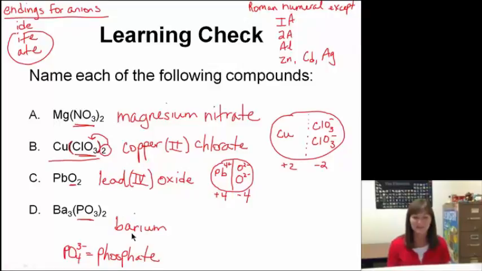So you need to figure out what you're going to call this PO3. Well, notice it is 1 oxygen less. So the ate is going to turn into ite. So this is barium phosphite.